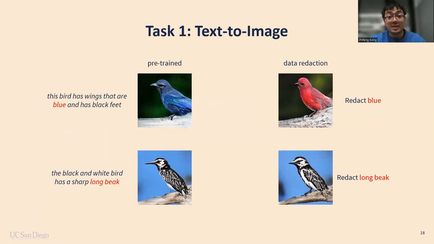Here are some qualitative examples before and after redaction. In the first row, the pre-trained model generates a bluebird. And now we are going to redact blue. After redaction, the model generates the same bird, but in another color. In the second row, we redact the concept of long beak. The pre-trained model generates a long beak bird, and after redaction, it generates a short beak bird.